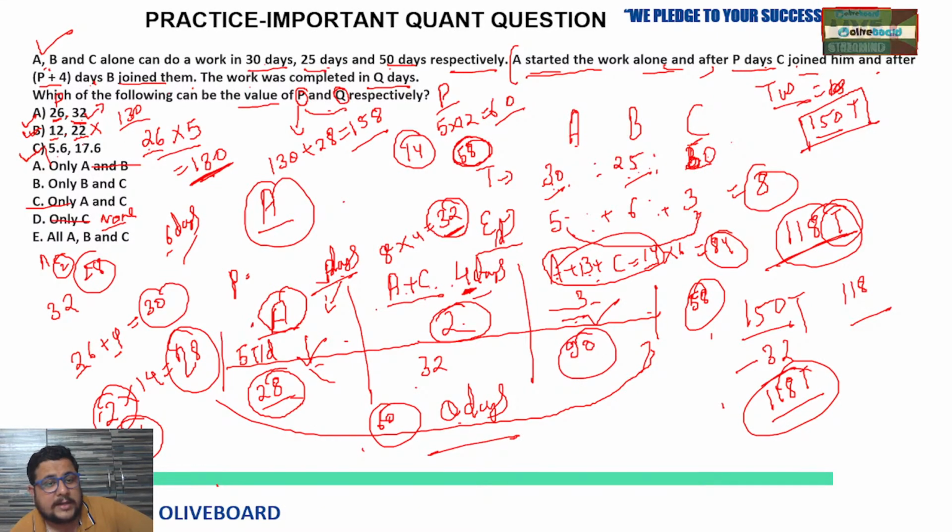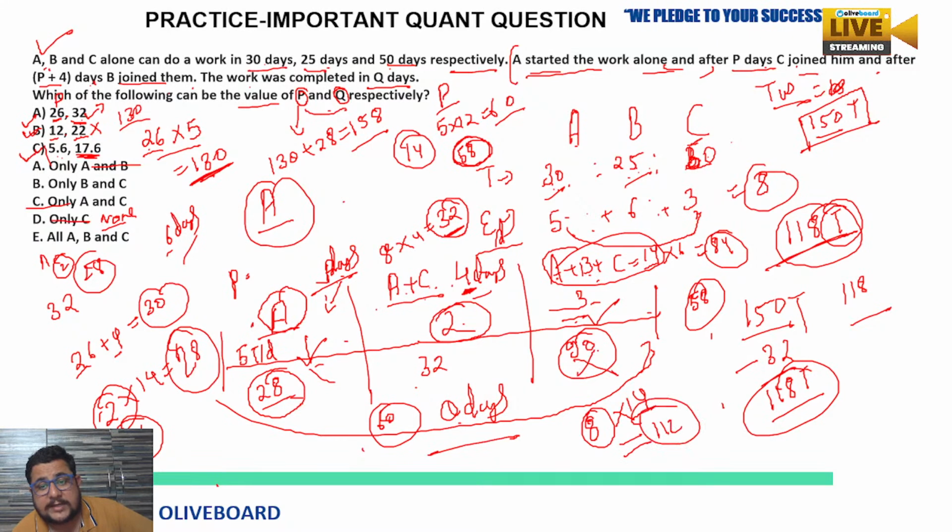So what are they saying? 17.6 days here. Total, the value of what? P plus the value of time taken by them to finish the total task. So 17.6 minus 5.6 means 12. 12 minus 4, 8. Yes. So in 8 days, if they will work 14 into 8, okay, so 112 cups of tea. Here also the data is not matching.